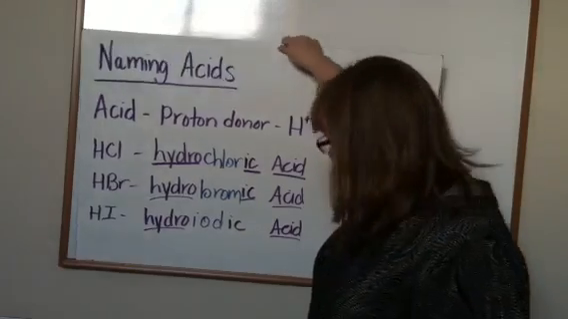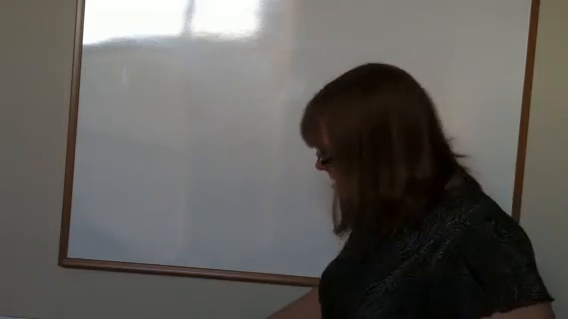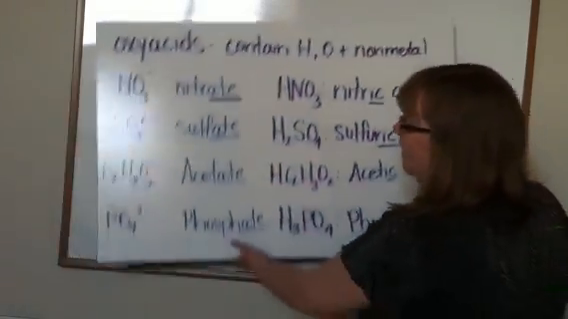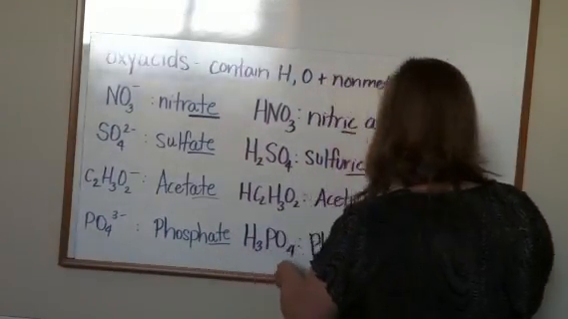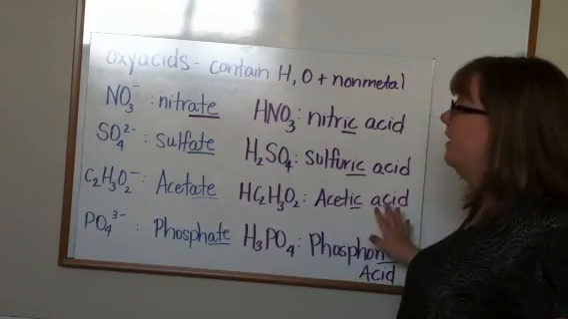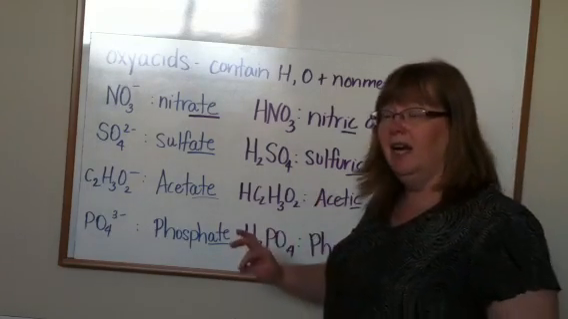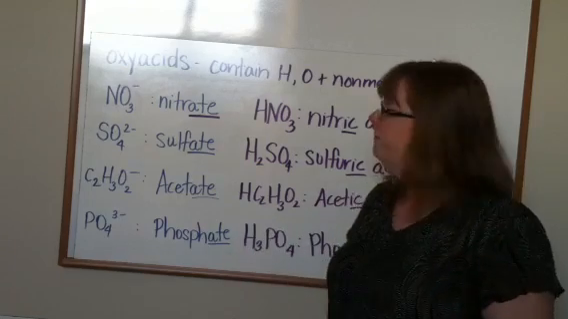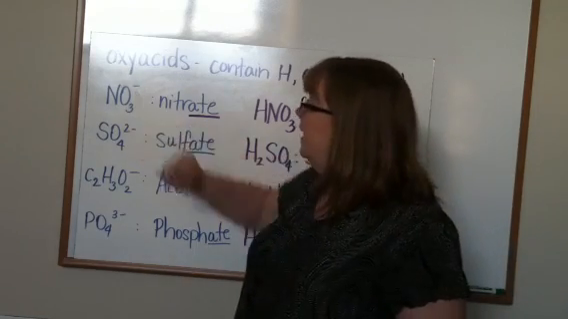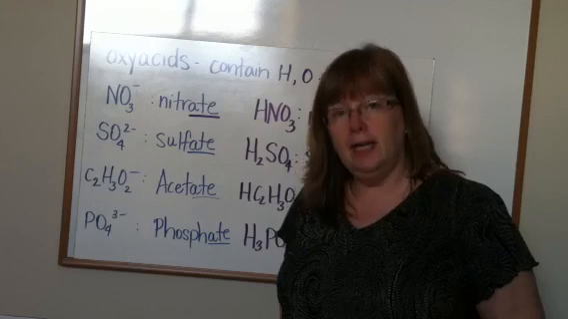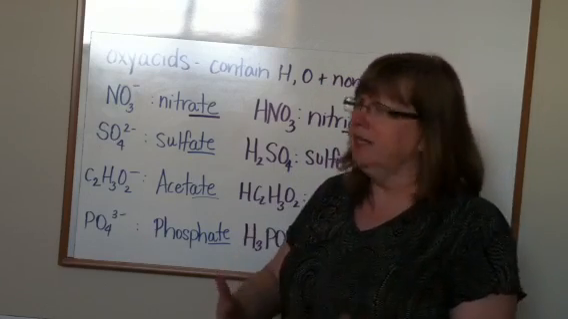All right, but a lot of acids have oxygen in them, and they're called oxyacids. So in addition to the hydrogen, we've got an oxygen and a nonmetal. And so let's learn how to name these. All right, first of all, if you know your polyatomic ions, it's going to be so much easier. All right, NO3 with a -1 charge is called nitrate. I hope you're learning these.